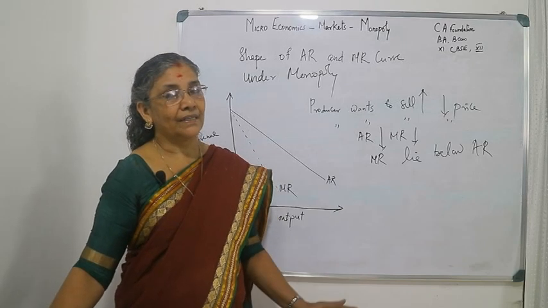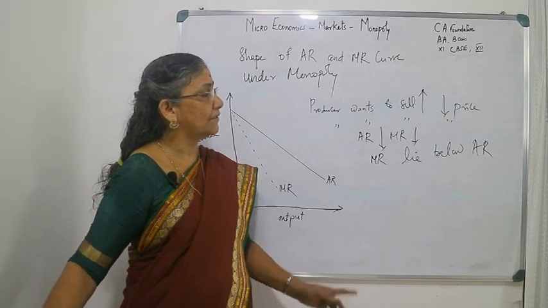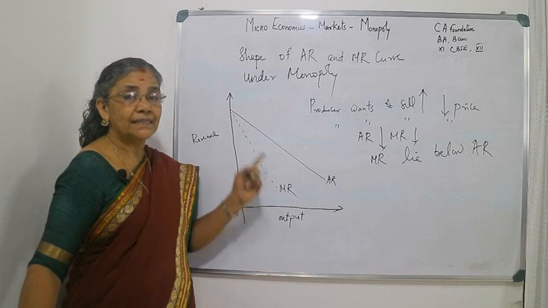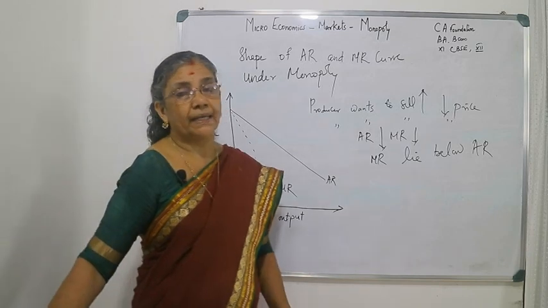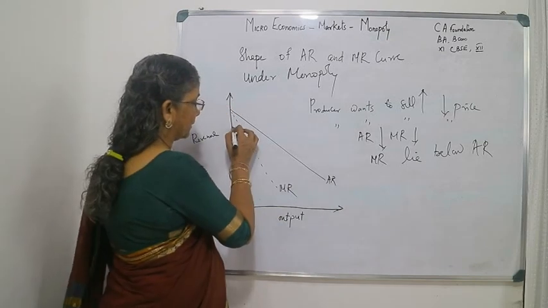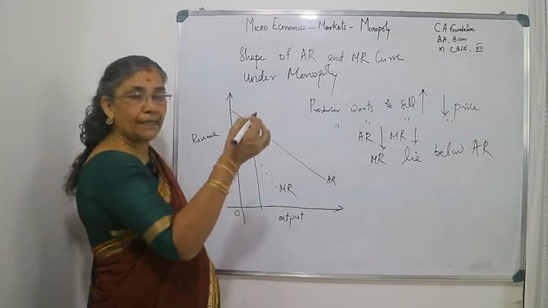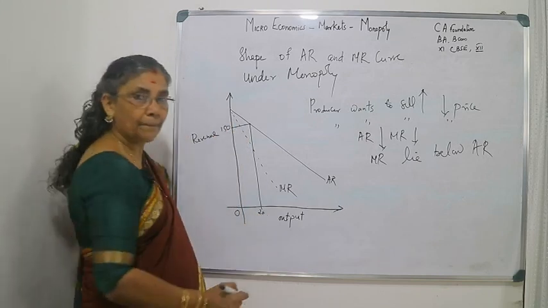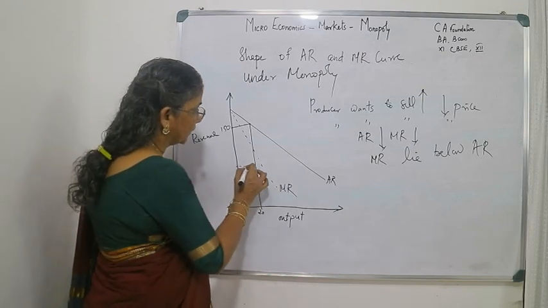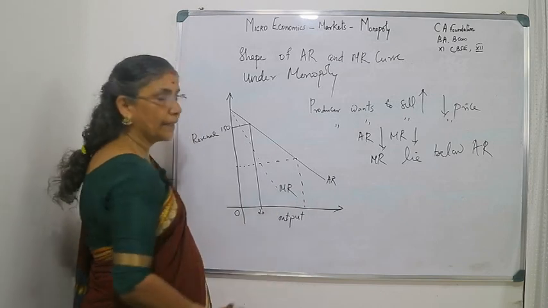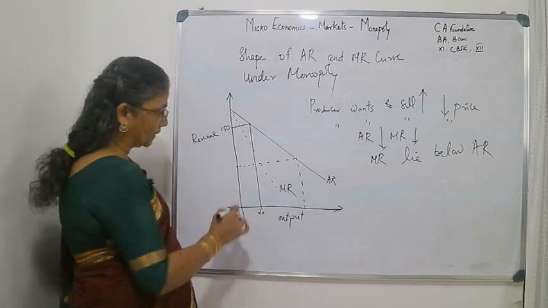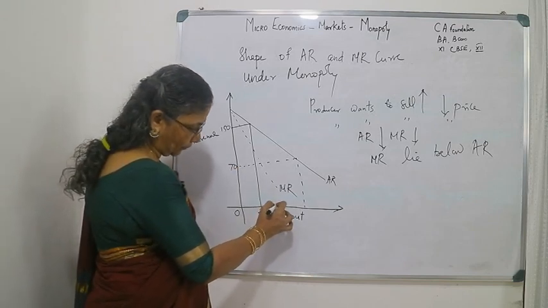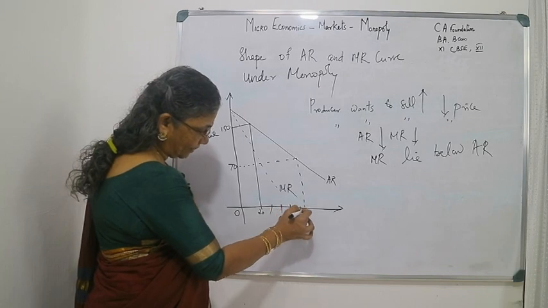So you understood the shape of the average revenue curve. It will slope downwards from left to right. The reason is that if the producer wants to sell more units, he has to reduce the price of the product. Suppose first he is selling this much, that is OP. Suppose the price of the commodity is 150 rupees per kilogram and he is able to sell 20 units. If he wants to sell more units, he has to reduce the price of the product by 70 rupees. We can see that he is able to sell 40, 60, 80, 100, more than 100 units.